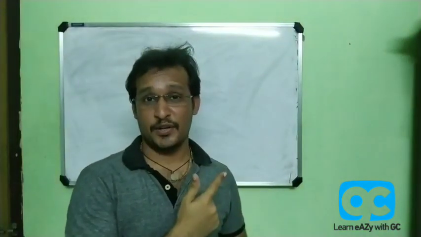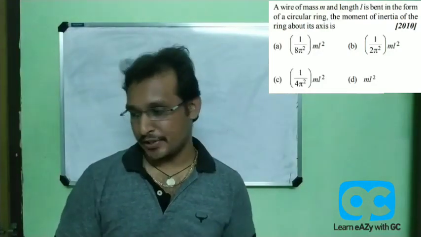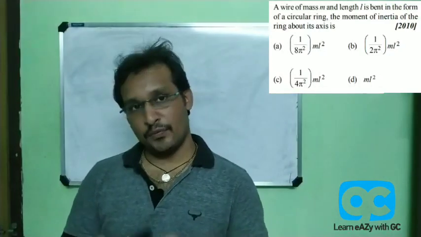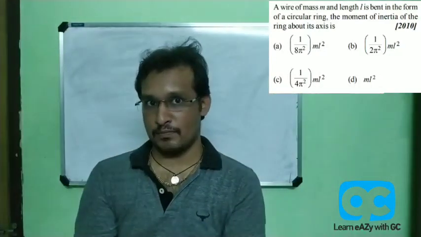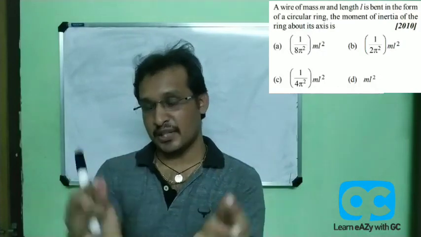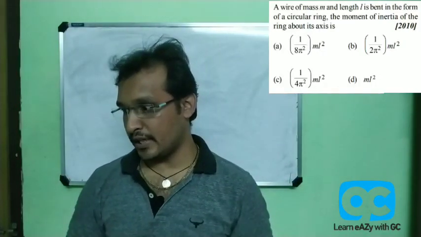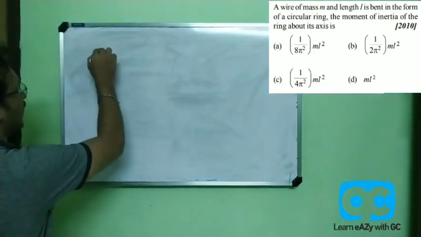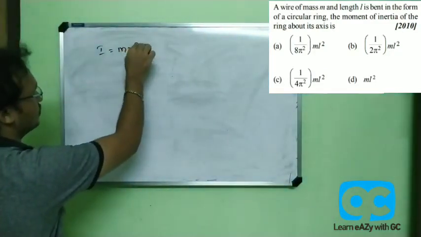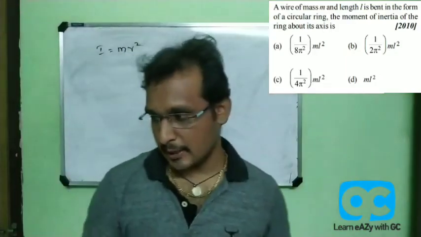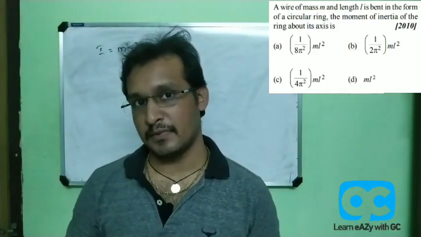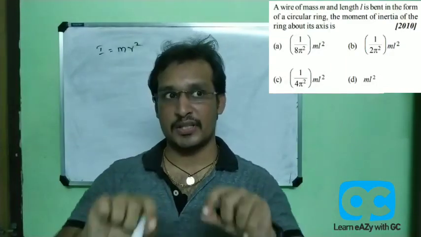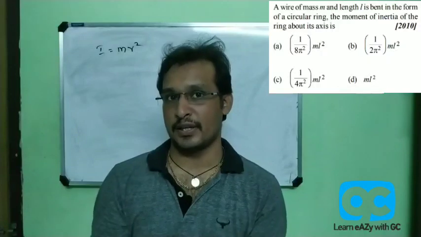So here is the second question. This question is related to rotational dynamics. The question says: a wire of length L is bent to form a circle. Circle means ring, and we have to find the moment of inertia of the ring about its axis. The moment of inertia of a ring about its own axis is given by M R square. But in the options there is no radius, because they have not provided the radius. We have to find the radius in terms of the length of the wire, because that wire is bent to form a ring.